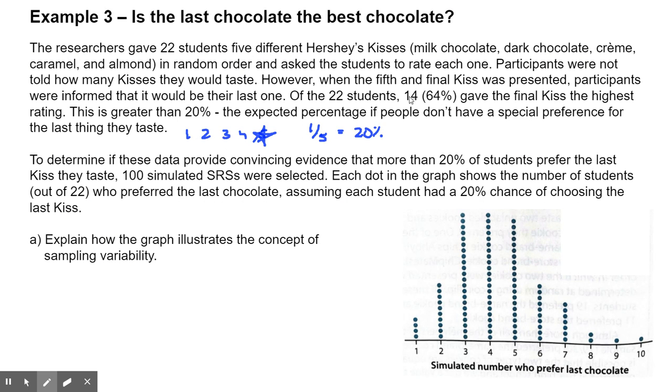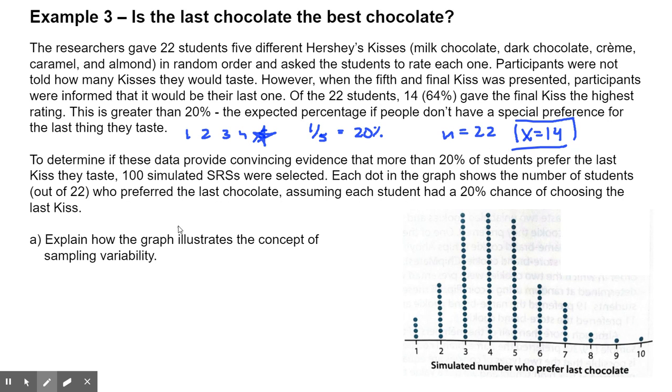So they did this sample out of 22, so their n value is 22. And the number that picked the final kiss was 14. 14 is their sample count. We would actually call this x equals 14 when we get there. So that's our random variable. That is our sample value, 14.